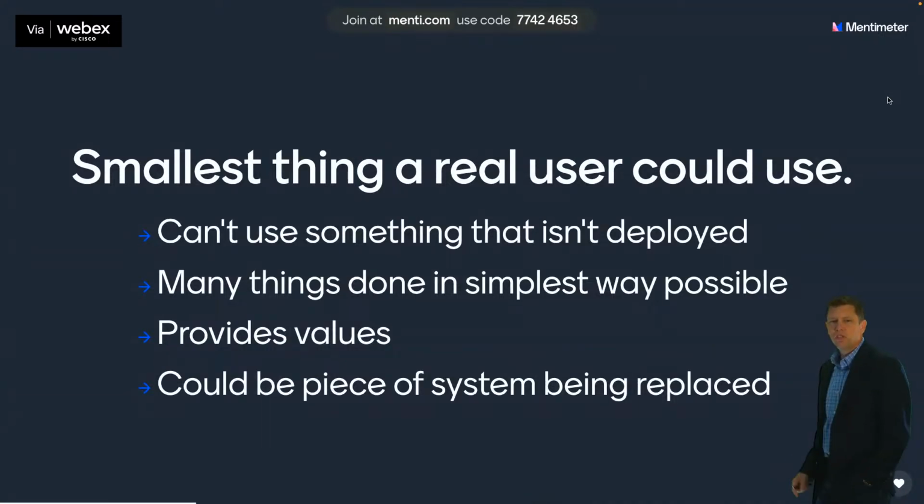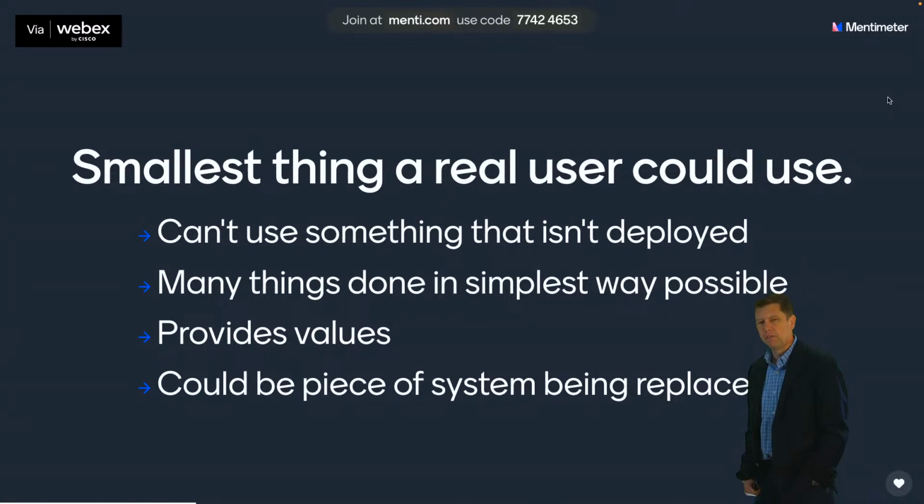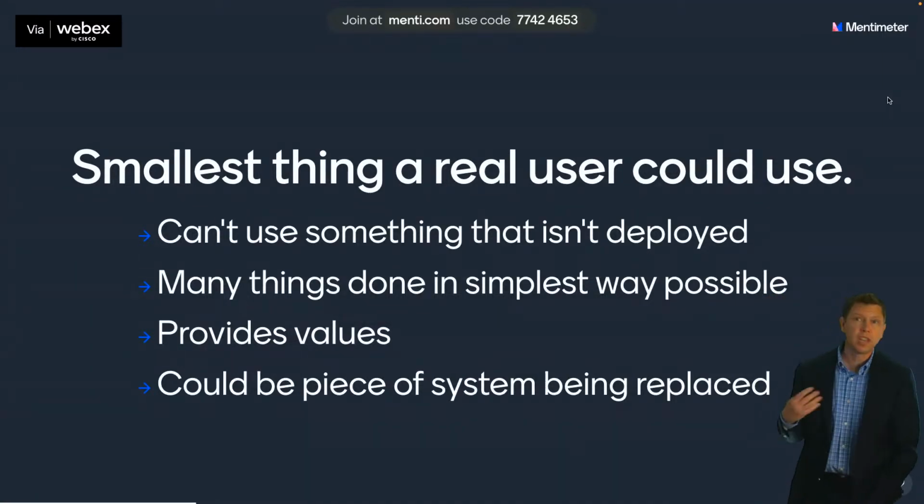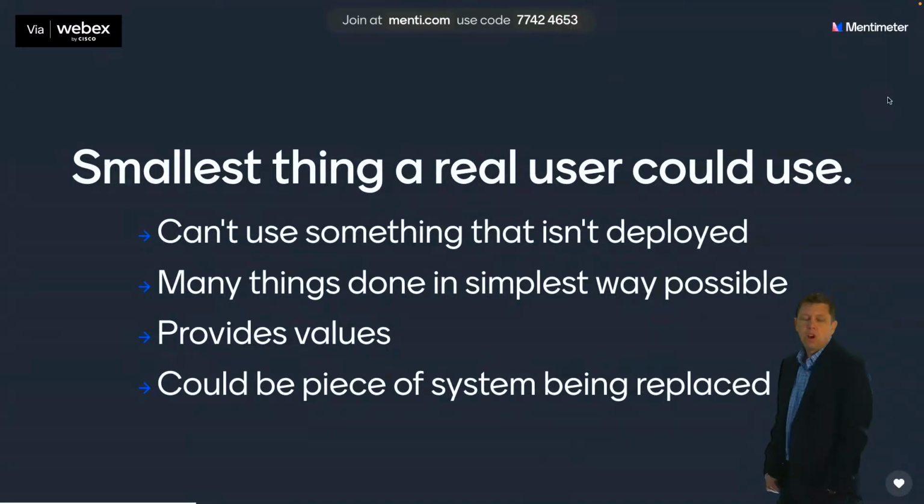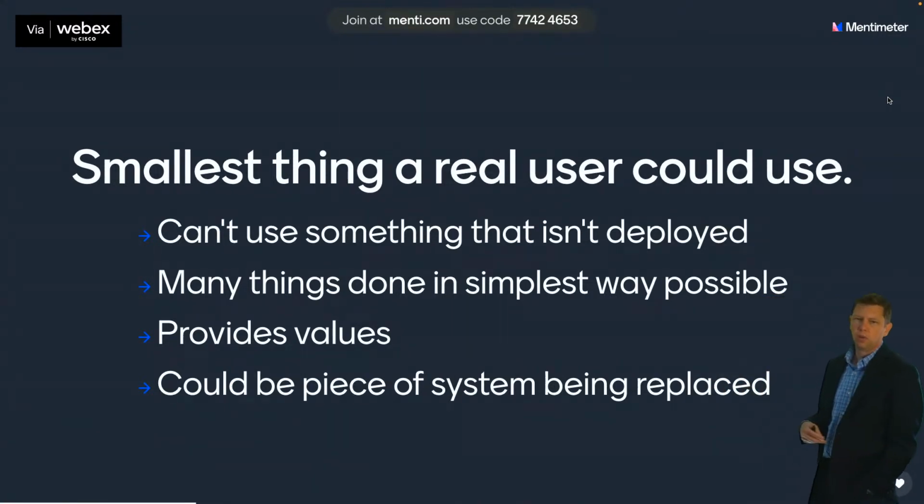Okay, and so the definition of the smallest thing a real user could use, well, you can't use something that isn't deployed. So if we use this for our definition of minimally viable product, it means that we've got to get something out that users can actually touch. It also means that many things are done in the simplest way possible. It probably means that it provides value. So it provides some type of value to a customer, because a real user isn't going to use it if it doesn't do anything for them.